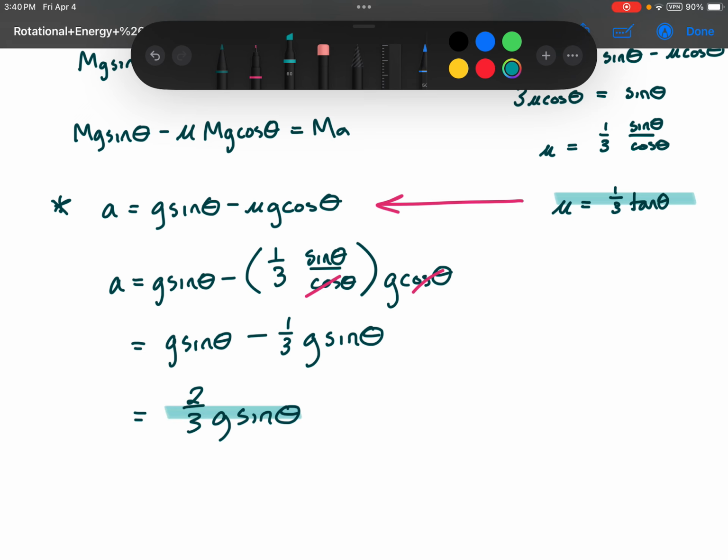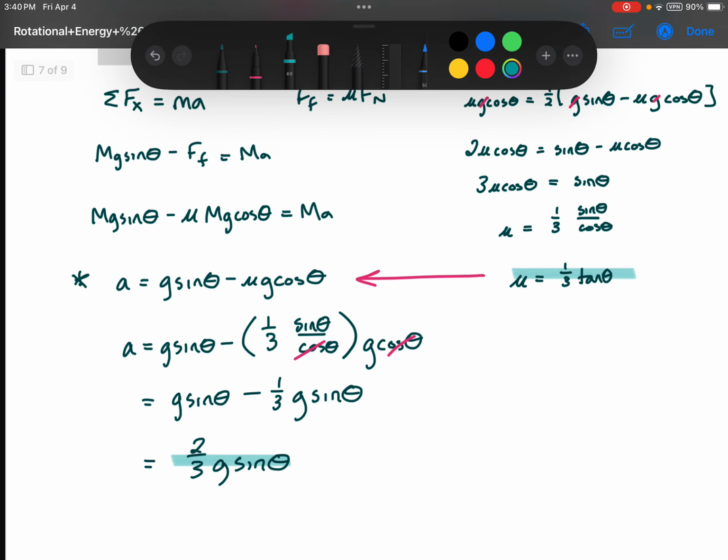And so that represents the linear acceleration of the center of mass of this particular shape, a cylinder rolling without slipping.